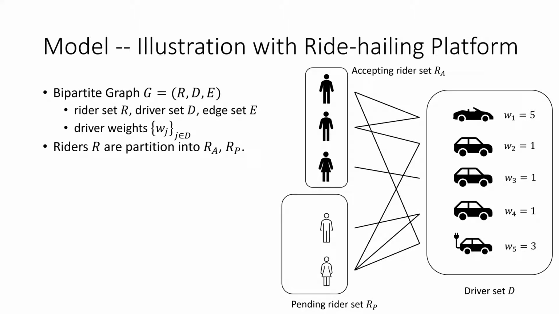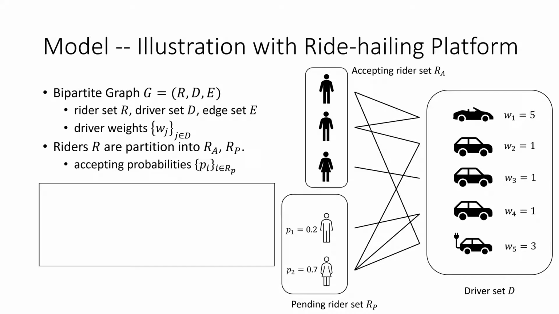And in our two-stage problem, the riders will be partitioned into two sets, RA and RP. Every rider in RA needs to be matched immediately. And every rider in RP will be associated with a probability, which we will specify next. So the two-stage matching process is defined as follows.